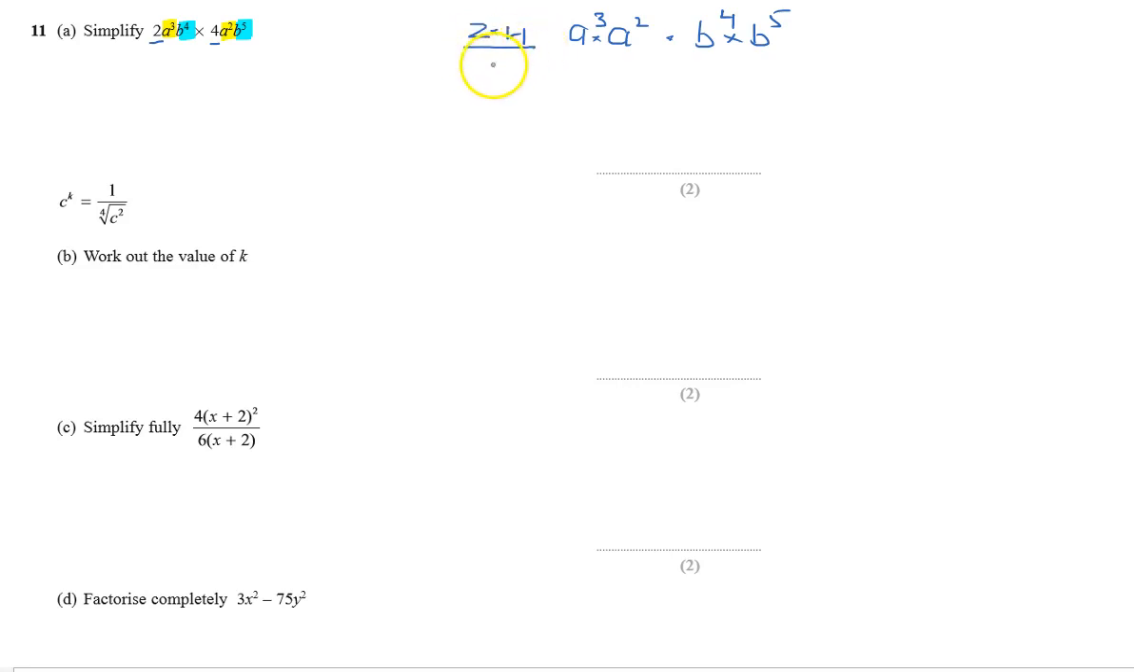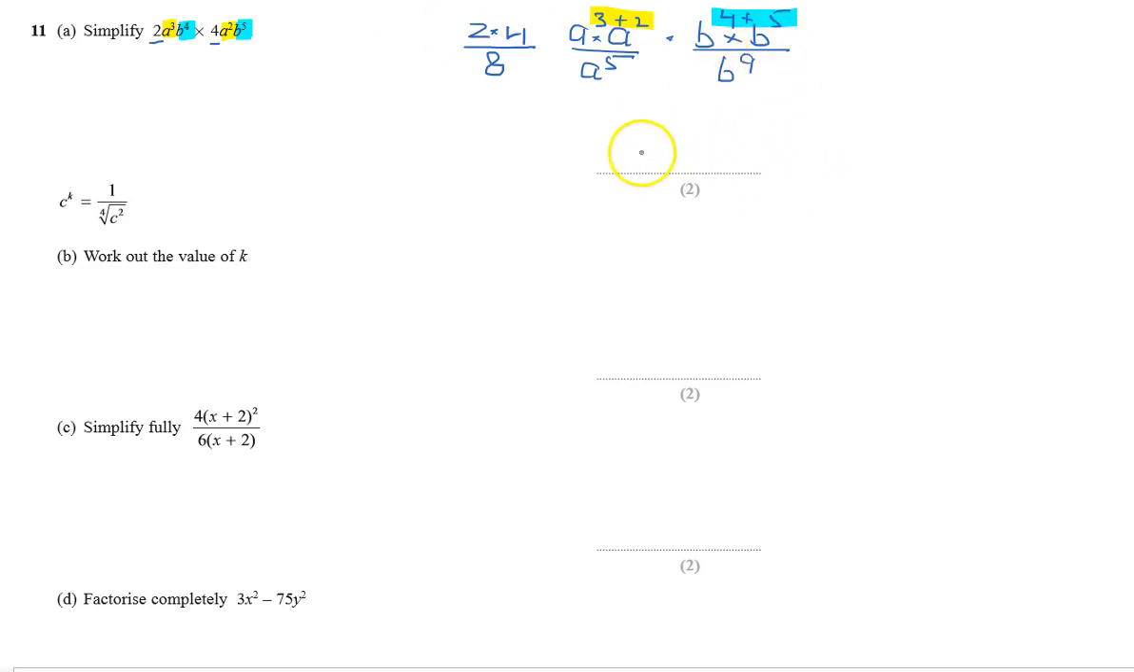We know 2 multiply 4 is 8. When we multiply the same base, we add the powers. So it's going to be a to the power 3 plus 2, so that will be 5. In the same case, b to the power 4 multiply b to the power 5. The base is the same, b and b, and the powers are 4 and 5, so we are going to add the powers. So it's going to be b to the power 4 plus 5, 9.